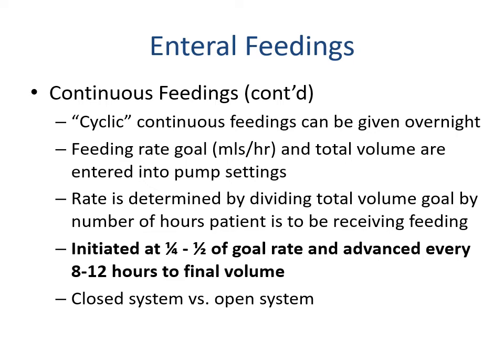Now, that being said, we have to establish tolerance. And so what we do is we don't just start immediately cranking the nutrition at full speed and hope for the best. We will start this at a quarter to half rate of the goal rate and advance it every 8 to 12 hours. So if I want you to get 40 milliliters an hour, I'll start at 10.